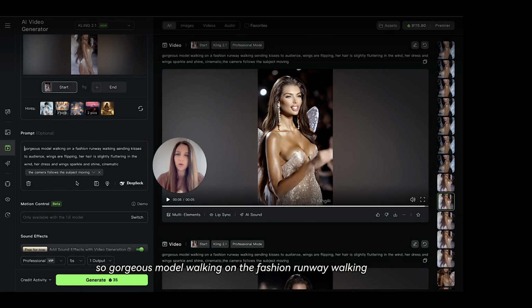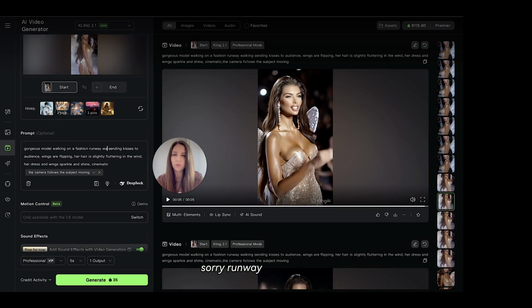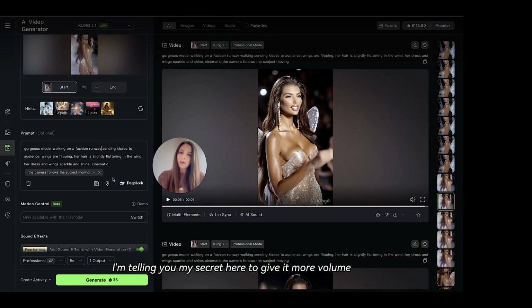So: gorgeous model walking on the fashion runway, walking, standing, sending kisses to the audience, wings are flipping, her hair is slightly fluttering in the wind. I'm telling you my secret here, to give it more volume, a more realistic, airy touch, because everything that has real physics in it, like hair fluttering in the wind, gives you this realistic vision. Many people tell me that my videos look very realistic, and it's because of the hair movement, because the air is in my videos. You can literally see some physics, and I literally have it in my prompt here.